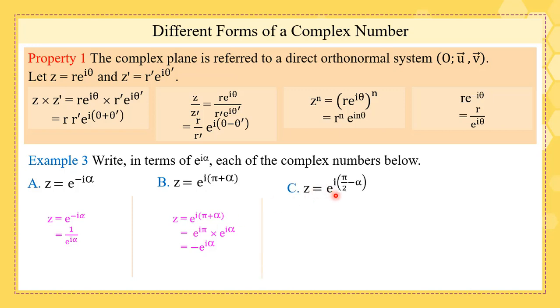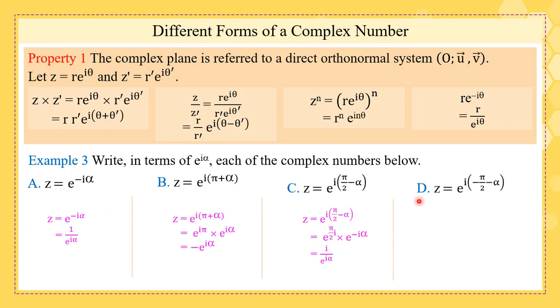Let's see this case. Well, if we also expand the exponent, this is what we get. And then e^(i pi/2), this is a complex number that can be calculated using the calculator. e^(i pi/2) is the same as i.